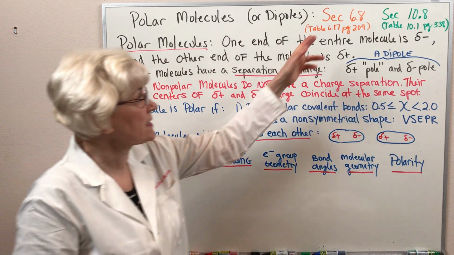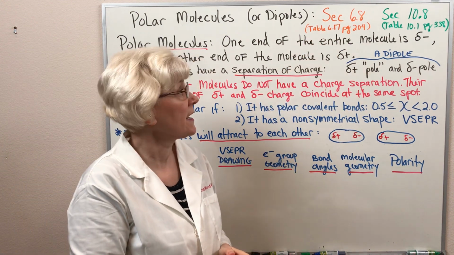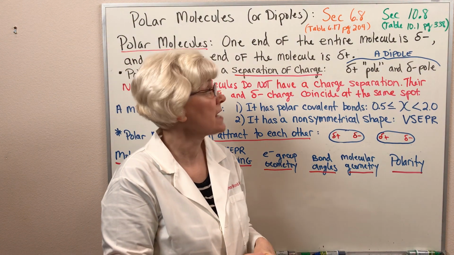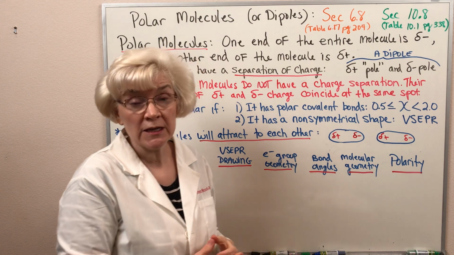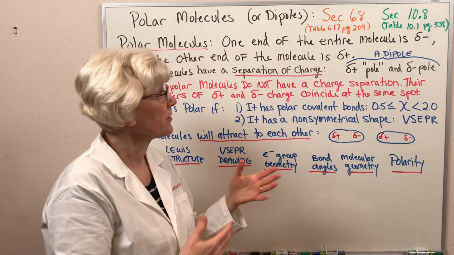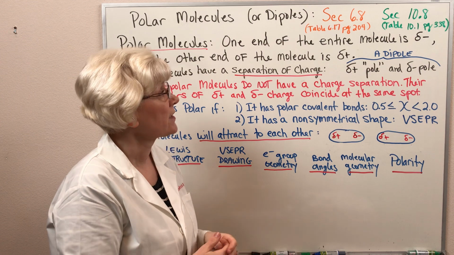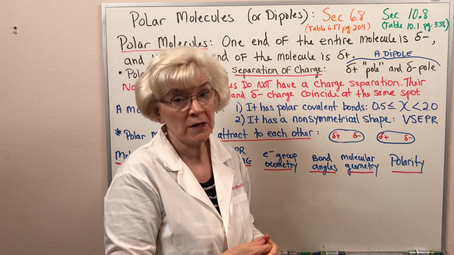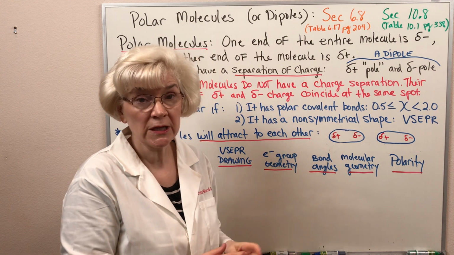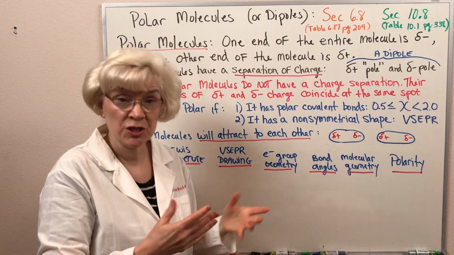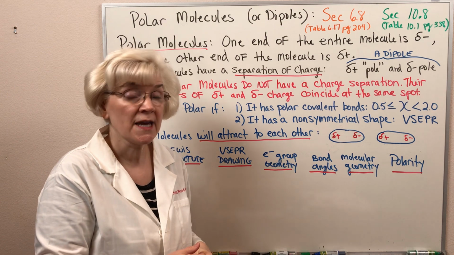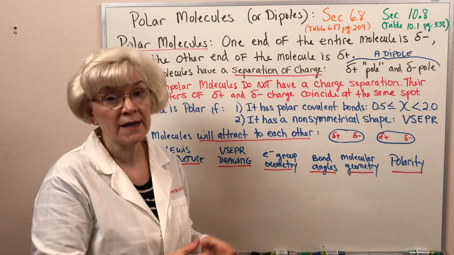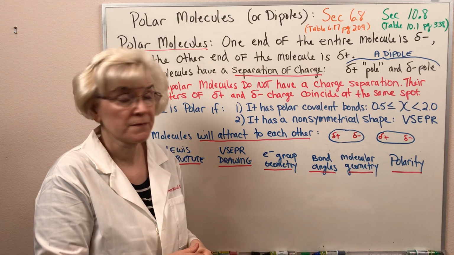In Chem 2A, this information is found in section 6.8 of your textbook. In Chem 22, it's found in section 10.8. It will be very useful at this point, before you go any further, if you have your textbook open and are looking at either table 6.17 or table 10.1, the same table that we were looking at when we were examining shape of molecules using the VSEPR theory. So if you don't have that table open, now would be a good time to do so.